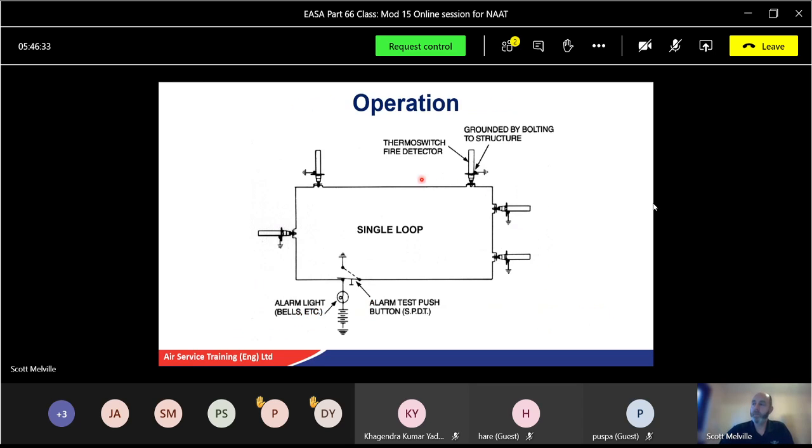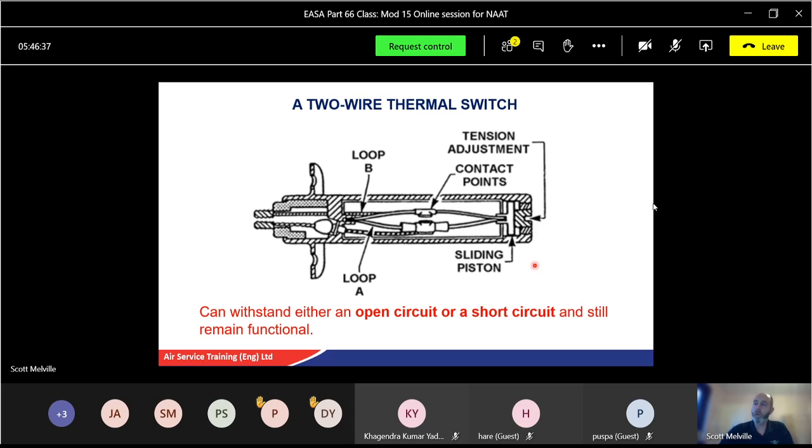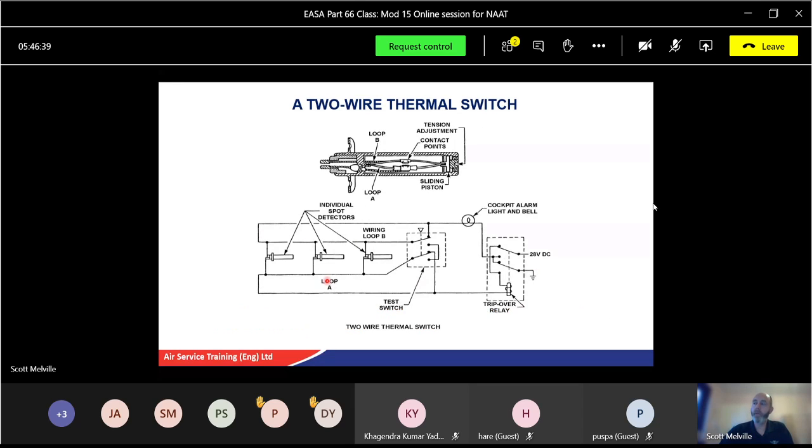That's in series. Okay, so just in series, where this time we've got them in parallel with a thermal expansion switch. So that's a 2-wire thermal expansion. As long as you remember to say it will still work in open or short circuit mode.